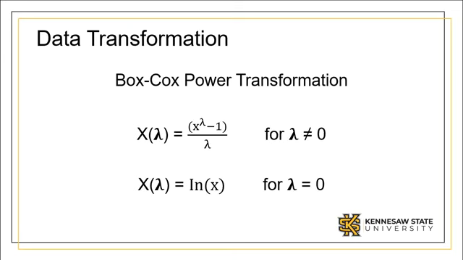If lambda is 0, we revert to the logarithm transform. We can also optimize lambda by maximizing the logarithm of the likelihood function. This function and the process is very complicated and best left to Excel or statistics software. Other types of transforms include the log transformation, the exponential transformation, and the reciprocal transformation.